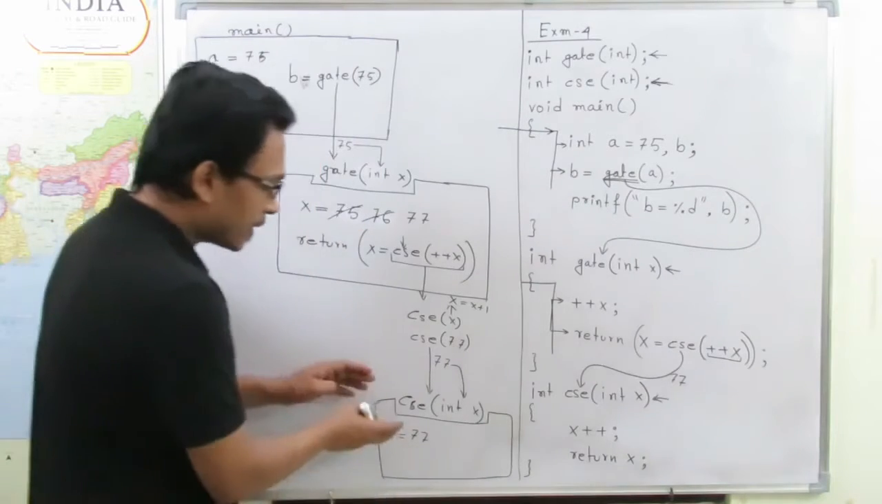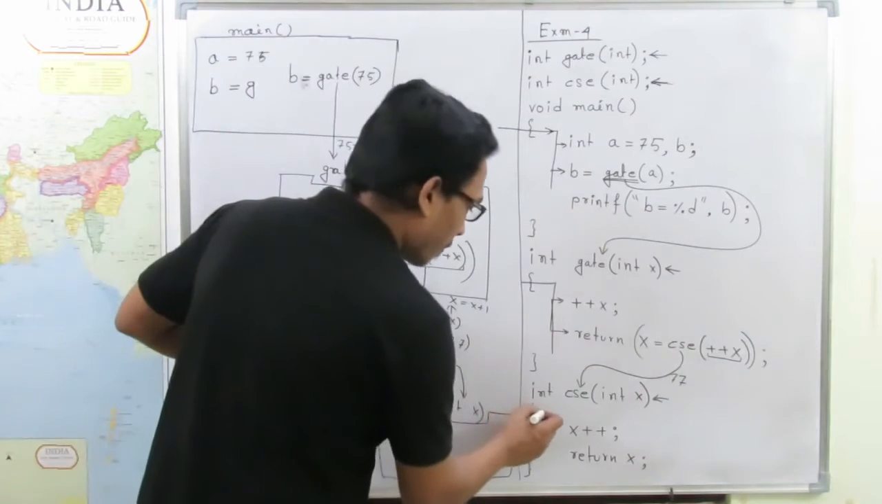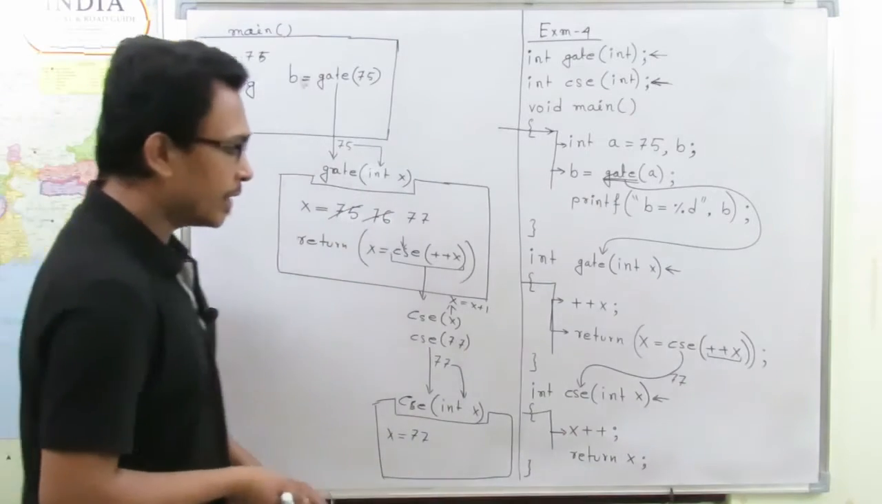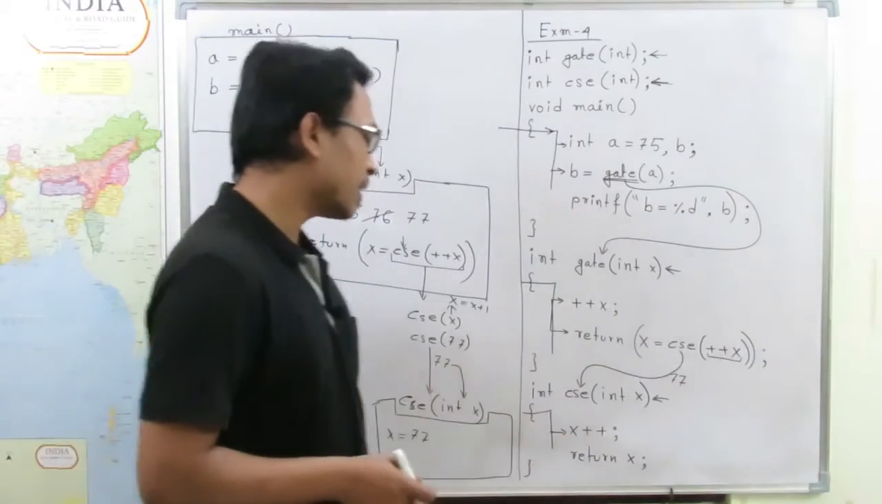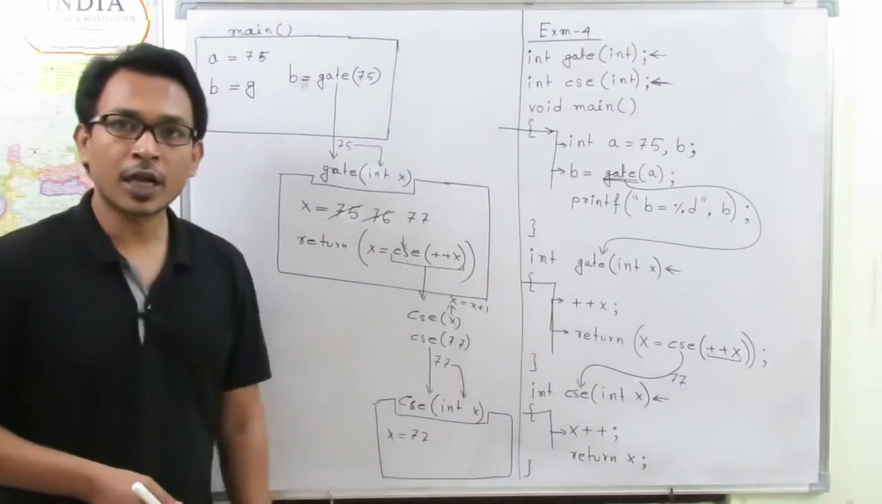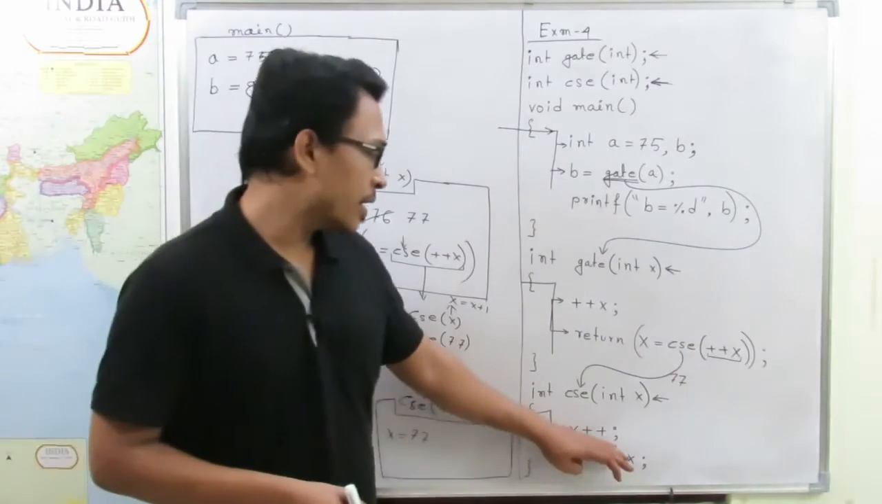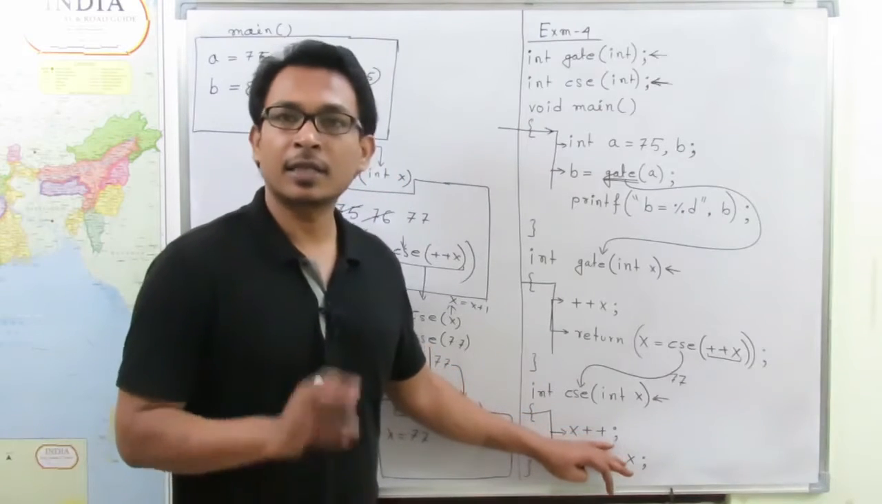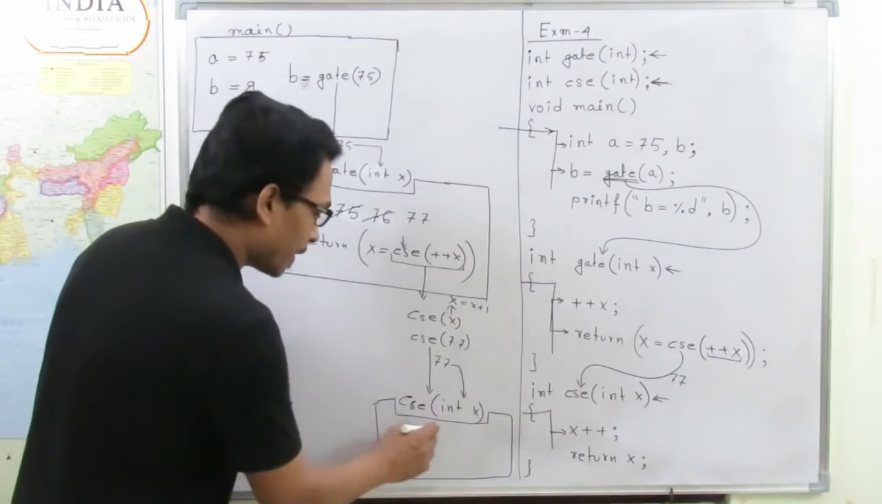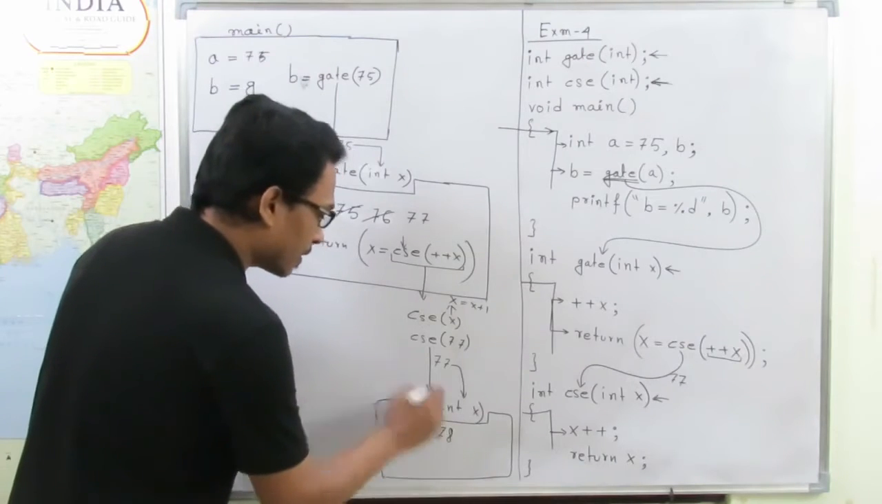Now after receiving the parameter, control of program execution enters inside the function definition, and inside the function definition the instruction is x plus plus. Look, here it is a post increment, and this is an independent instruction. That means the system directly updates the value of x. So the value of x becomes 78.